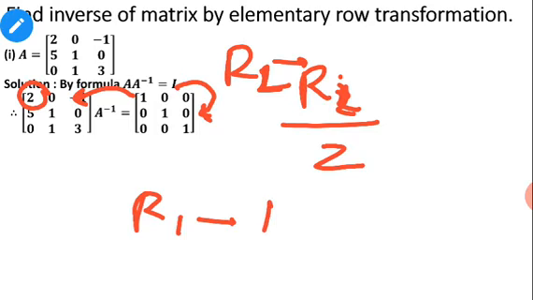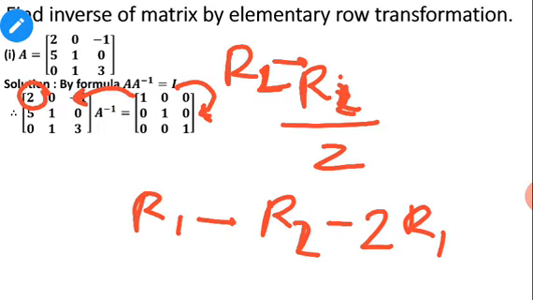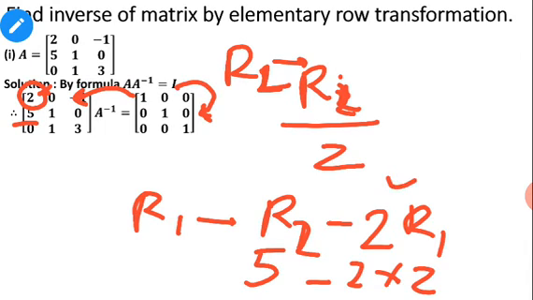Another operation that I am saying, that I am doing, is R2 minus 2R1. R2 minus 2R1. Why? Because if you see, the first element of R2 is 5 and the first element of R1 is 2. So 5 minus 2 into 2, means 5 minus 4, will become 1. So that's why my first operation that I am going to perform is R1 goes to R2 minus 2R1. This operation that I am going to perform, R1 goes to R2 minus 2R1.